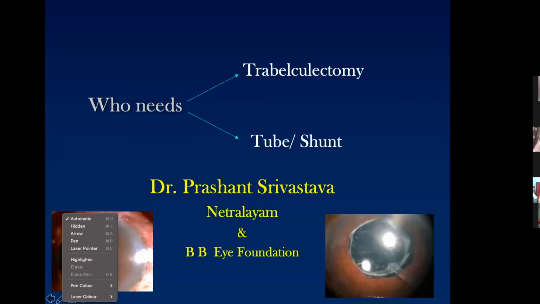Good evening, everybody. I'll be talking about specific indications of performing glaucoma surgery. First of all, I would like to thank the organizing committee for inviting me for this webinar. So my topic is who are the patients who require trabeculectomy and who are the patients who require a tube or stent surgery for the control of intraocular pressure. So what are the specific indications of doing trabeculectomy or a drainage implant?